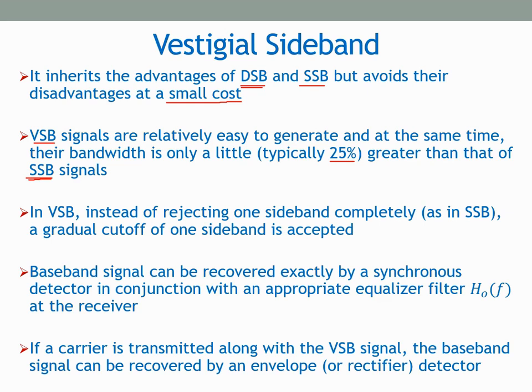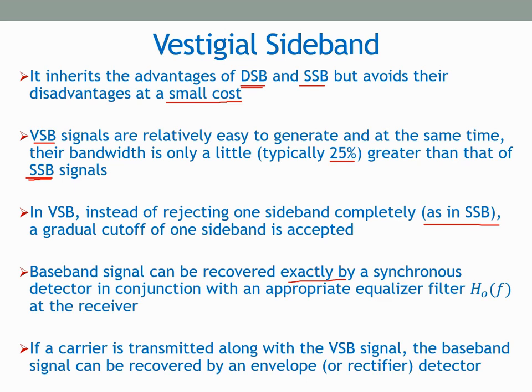So in VSB, instead of rejecting one sideband completely, as we do in the SSB, there is a gradual cutoff of one of the sidebands, right? And so that is acceptable, as we will see, because we can still demodulate our signal completely. The baseband signal can be recovered exactly by a synchronous detector in conjunction with an appropriate equalizer filter.